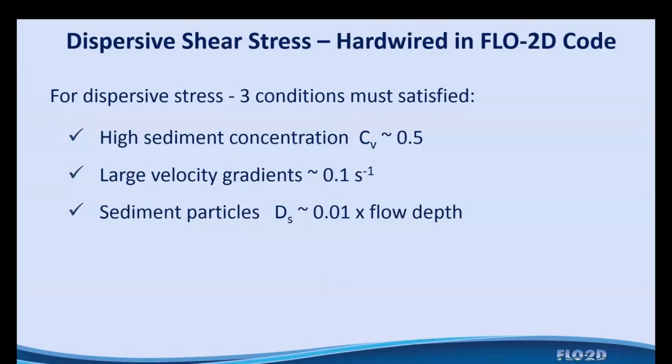Now, the dispersive stress contribution to this has three conditions: high sediment concentration, large velocity gradients, and sediment particles that are on the order of at least 1% of the flow depth. This is the stress that is transferred as momentum to the boundary by the collision of billiard balls, essentially. That is the different sized particles in the sediment flow.